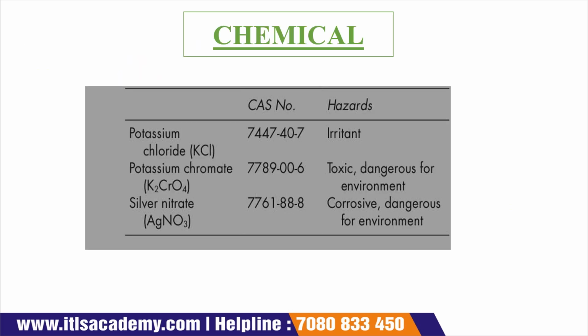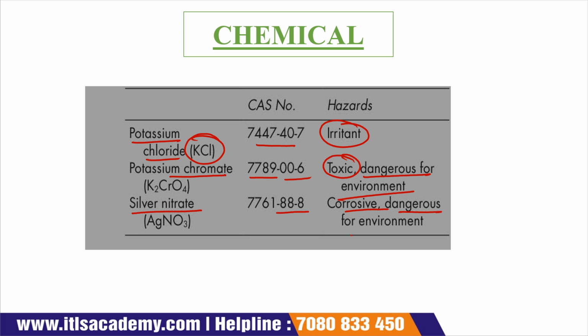Now the next one is your chemicals. Here is the list of the chemicals used in this experiment. The first one is potassium chloride, KCl, CAS number 7447-40-7, and the hazard related to this chemical is that it is an irritant. The next one is potassium chromate, CAS number 7789-00-6. The hazard is that it is toxic and dangerous for the environment. The next one is silver nitrate, 7761-88-8. It is corrosive and also dangerous for the environment.